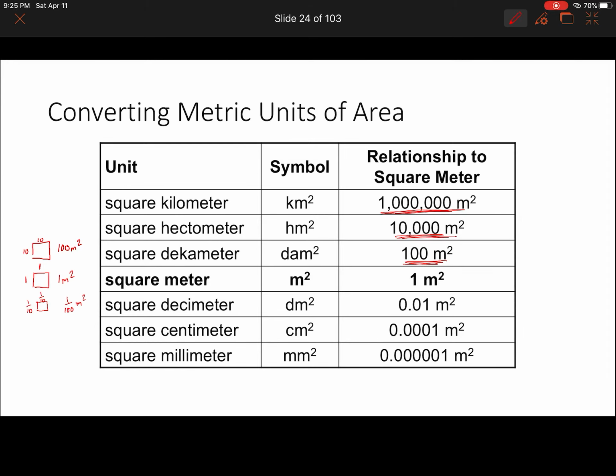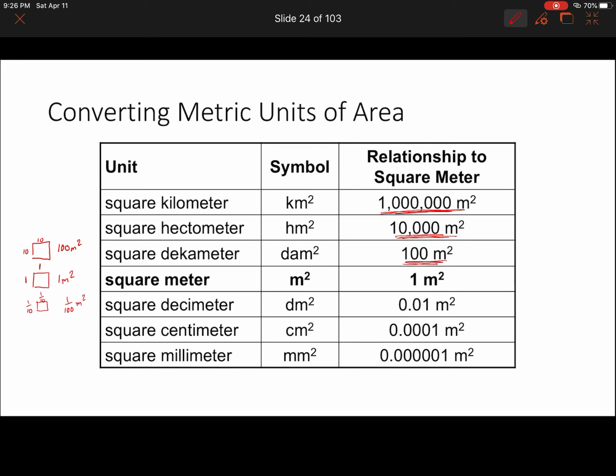And so you can see how that would change. That's why these numbers are increasing and decreasing so quickly, is because you are squaring whatever that unit is. With the meter, 1 squared is still just 1. And so again, that's our base unit. And then as we square, we're going up or down.